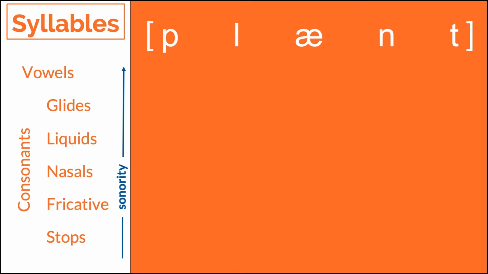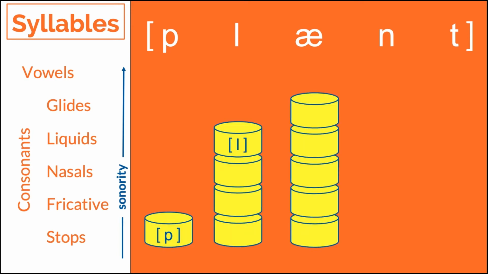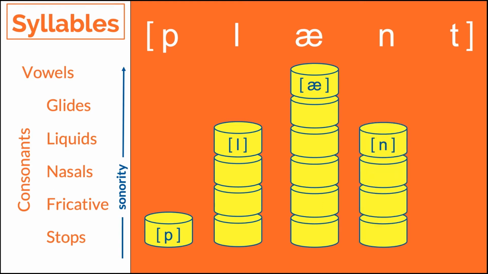Another five-letter word, or a five-segment word, is the word plant. But in this case, the sequence of syllables still rises to a single peak. P is a stop, L is a liquid, A is a vowel. So we have risen gently from segment to segment, and then we begin to fall to the nasal n, and finally to the stop t. But you can see there's a single sonority peak, and therefore it forms a single syllable.